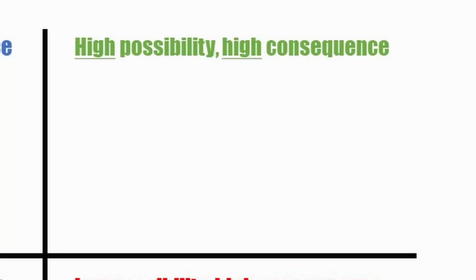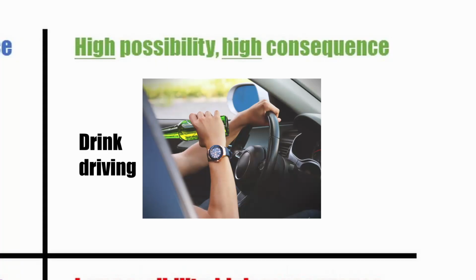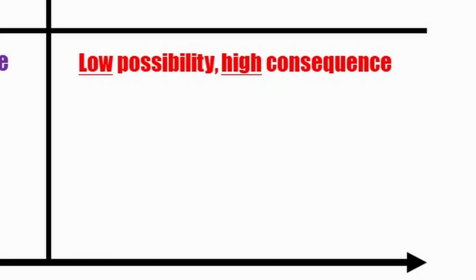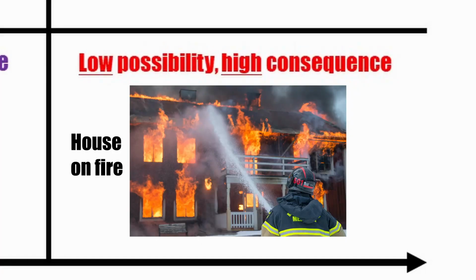Next, we're going to be talking about high possibility and high consequence risk. An example of this is drink driving. The possibility of getting into an accident is high, and if you do, the consequences can be quite dire. And lastly is a low possibility and high consequence risk. An example of that is a fire in your house. Although the chance of your house catching fire is quite low, the consequence of it can be quite bad.